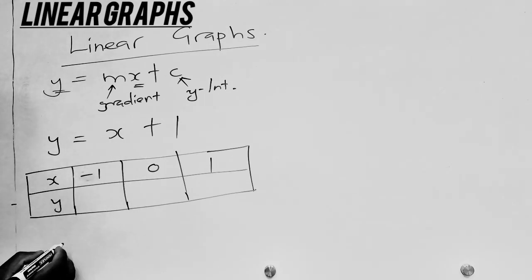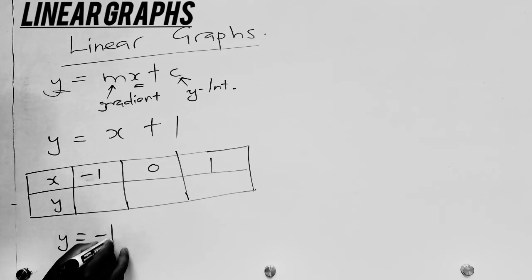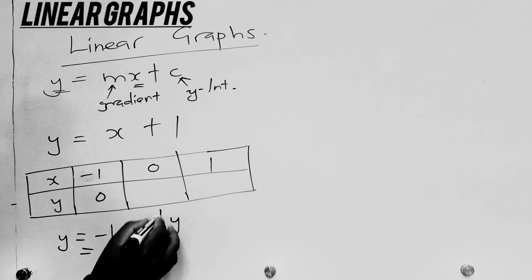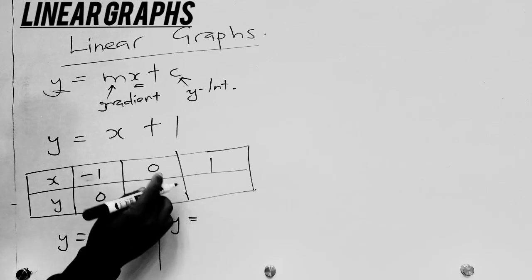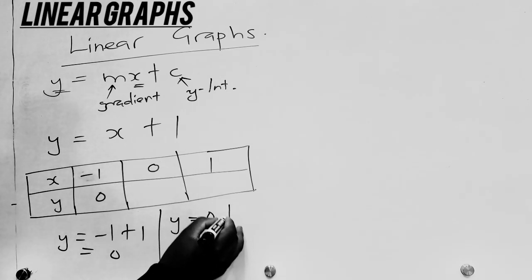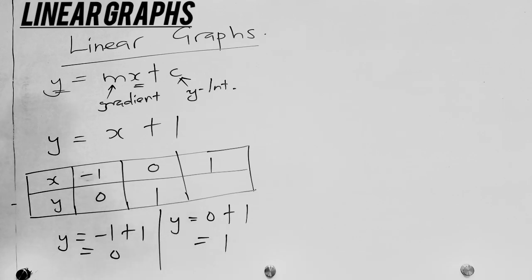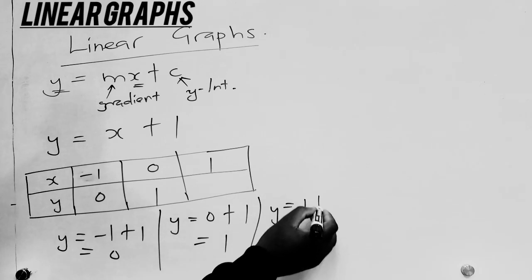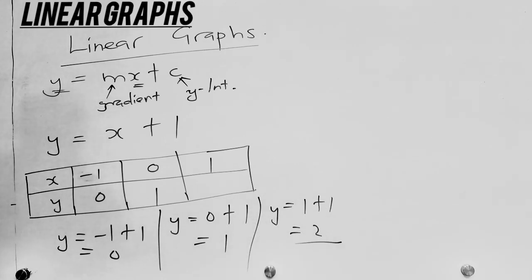When x is -1, y is equal to -1 plus 1, we get 0. So y is 0 there. When x is equal to 0, what is the value of y? It is 1. Then when x is equal to 1, what is the value of y? y is equal to 1 plus 1, we get 2. So we use this table of values to sketch our linear graph.